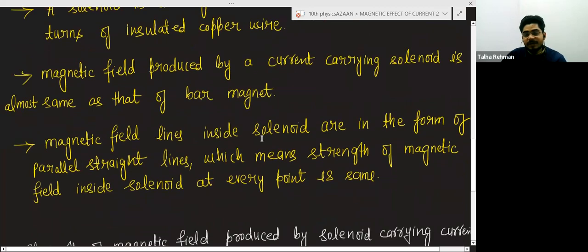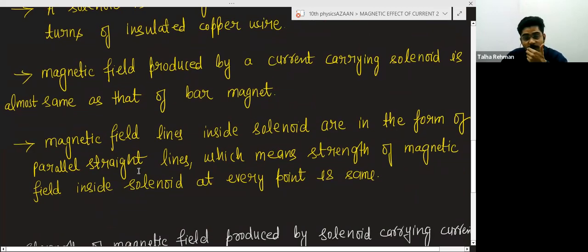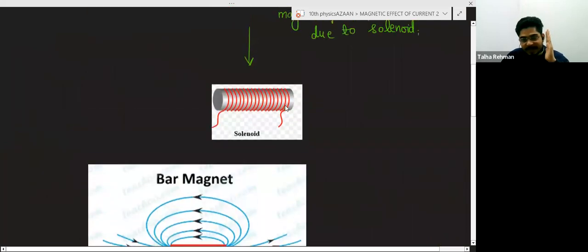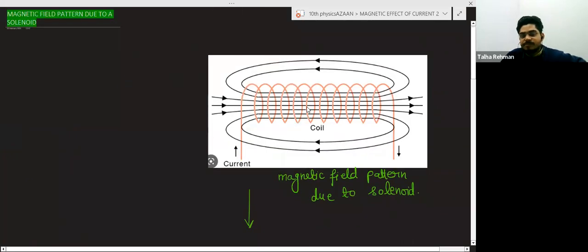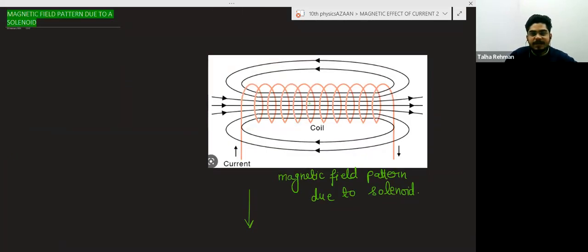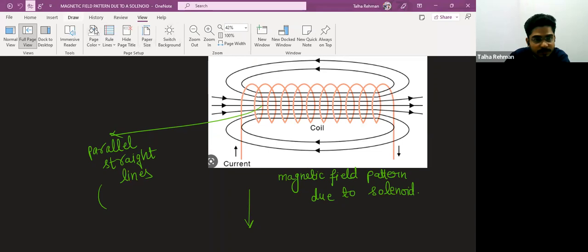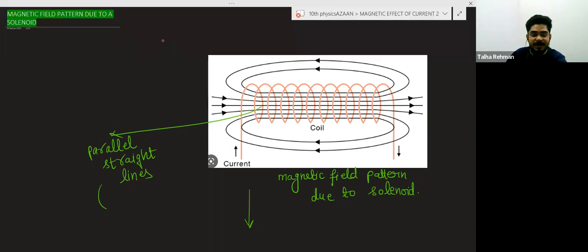After that, the magnetic field lines inside the solenoid are in the form of parallel straight lines. So now see the magnetic field pattern due to a solenoid. Inside the solenoid, the magnetic field lines are parallel straight lines, and these parallel straight lines represent the uniform magnetic field.